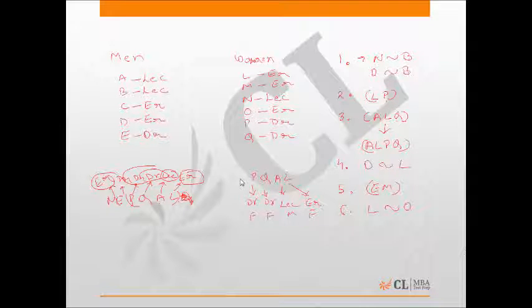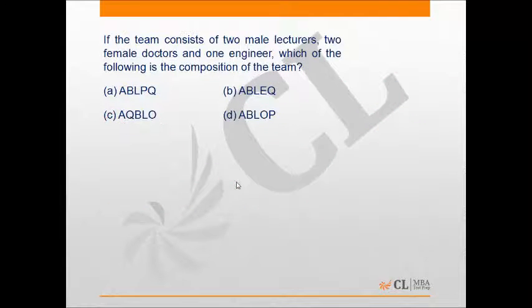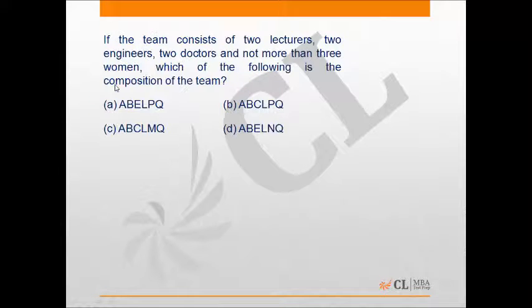The only possibility is B. So my team should comprise B, P, Q, A, L. If I look at the options, I want B, P, Q, A and L. It is given in option A. So the answer is option A.